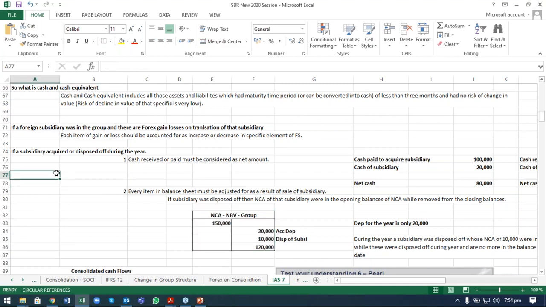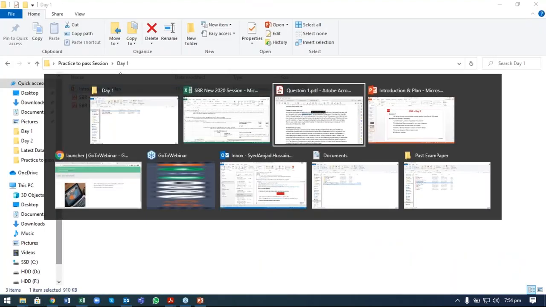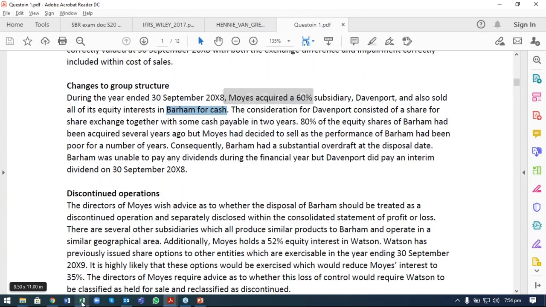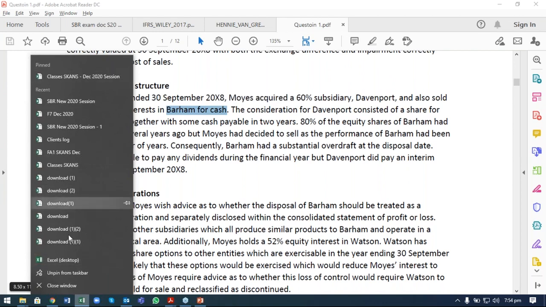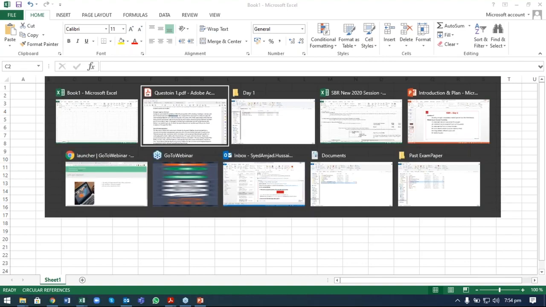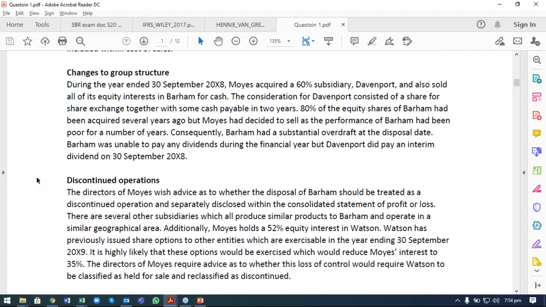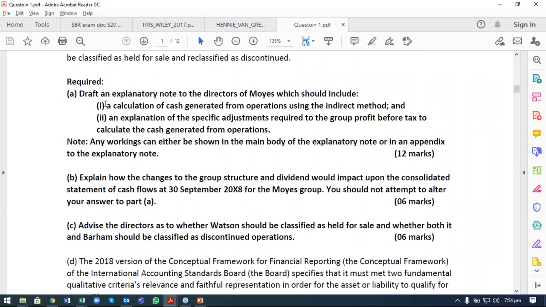Now, coming back to our question, how we can account for it, apologies. I'll be opening up another Excel sheet on which we'll be working. So first thing first, what was the first requirement? Within the question, the examiner has asked you to calculate cash flows generated from operations using the indirect method. You have to calculate the cash flows using the indirect method.